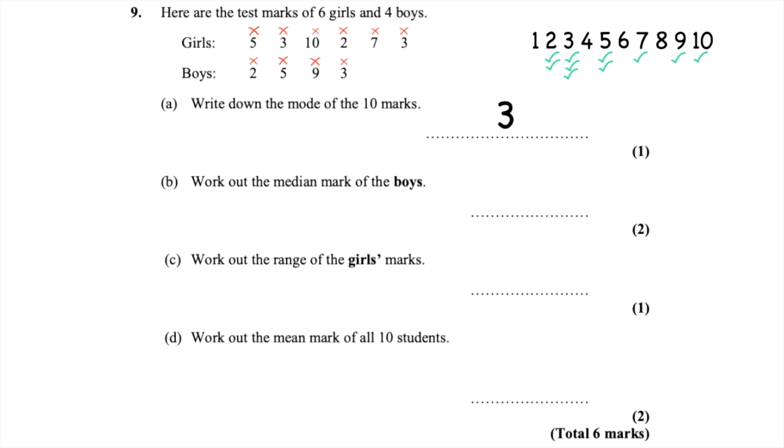To work out the median mark of the boys, we put them in order, so 2, 3, 5 and 9, and if we cross off from each end, we get 2 numbers in the middle. Remember, if we get 2 numbers, we find the number that is in between those 2, so the answer here would be 4.